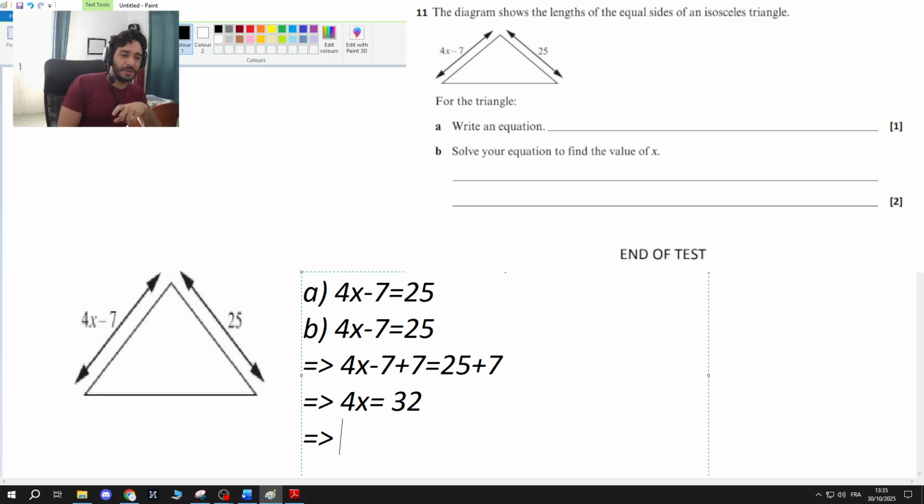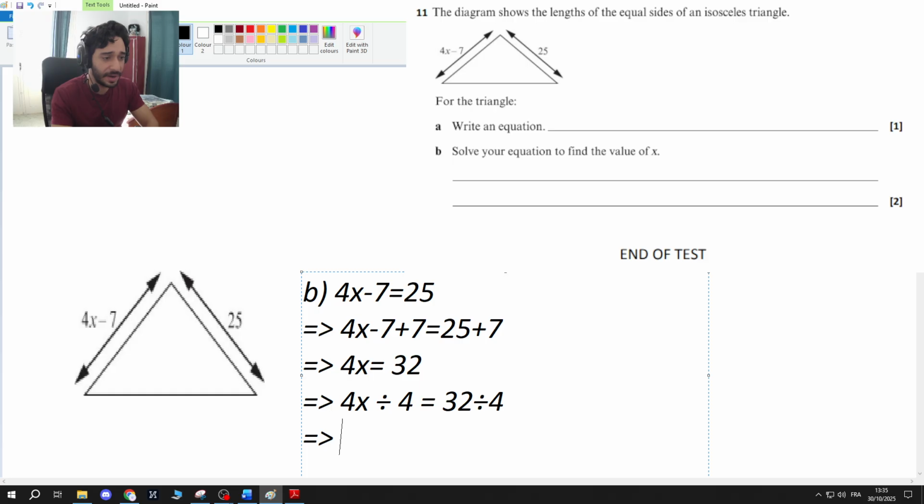How do I get rid of the multiplication of 4 that is next to x? I will hit it with its opposite. And what's the opposite of multiplying by 4? Simply, it is dividing by 4. Now, I did tell you that you should not really write the division symbol, but I don't have a fraction symbol in this software. So I'm just going to write it this way. 4x divided by 4 is equal to 32 divided by 4. Remember, whatever you do on this side, you will also do on that side.